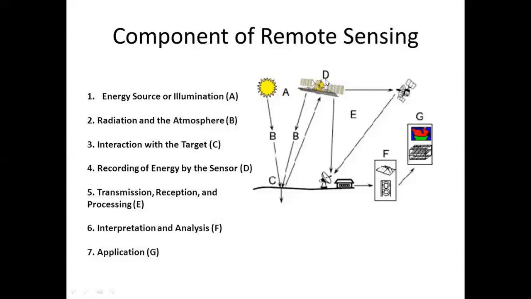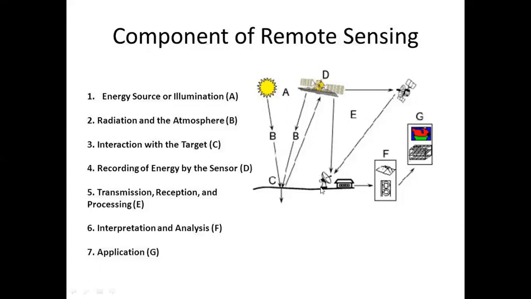Then the fifth element of remote sensing: when the sensor records the energy, it sends it towards the ground station. It is transmitted, received and processed at the ground level, where the ground base is available for that particular sensor. There the total recorded energy or recorded data by the sensor is sent towards the ground base, where this recorded energy is transformed into the image format, into the photograph, by using different processes.